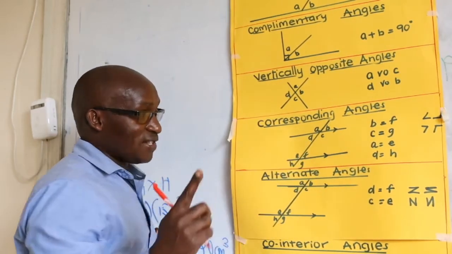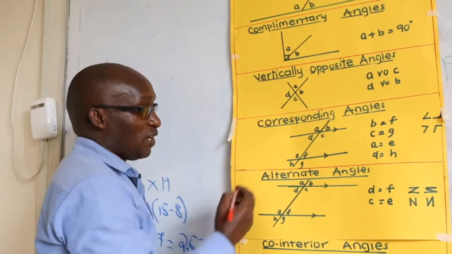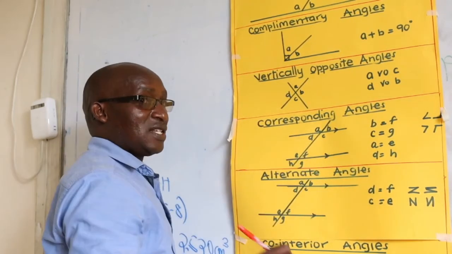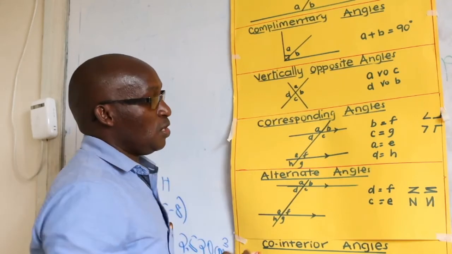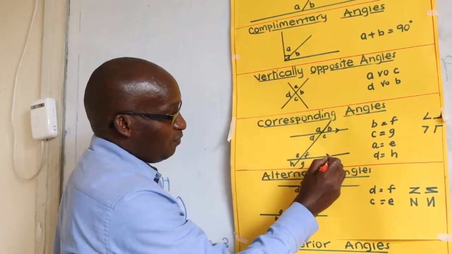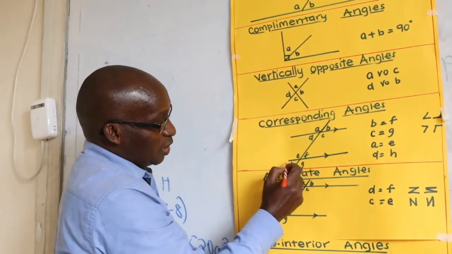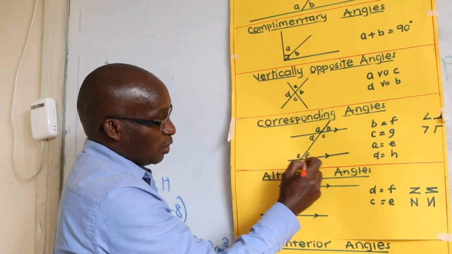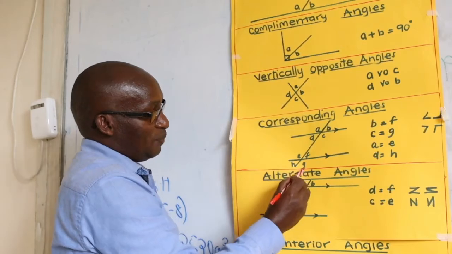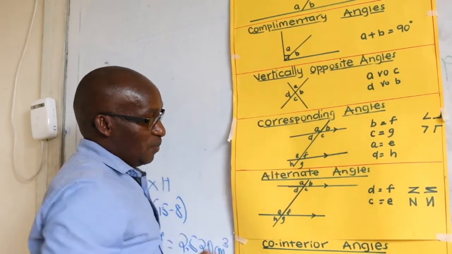You cannot talk of a single corresponding angle. We only talk about a pair of corresponding angles. For instance, angle B corresponds to angle F. And so we say that corresponding angles are always equal. So angle B corresponds to angle F. Angle A corresponds to angle E. Angle D corresponds to angle H. And angle C corresponds to angle G. That means this angle here is equal to this one here. Angle A is equal to angle E, angle D is equal to angle H.